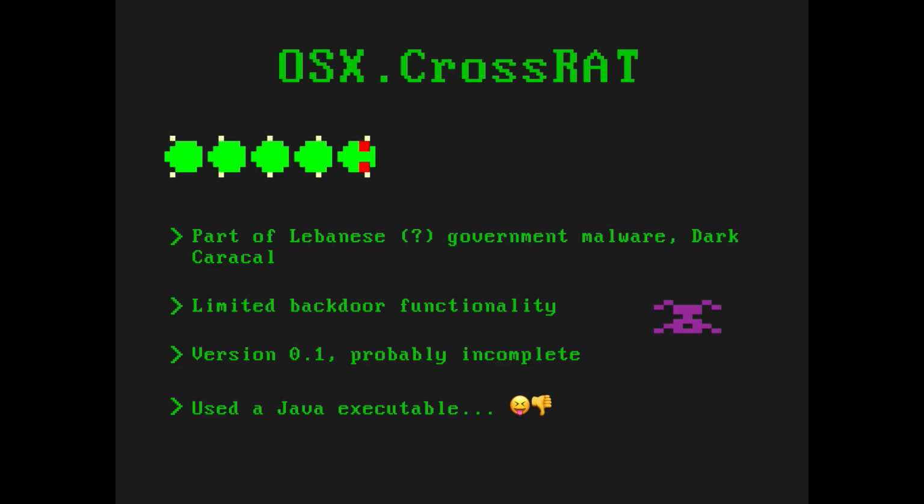but this was analyzed by Lookout. They called it Dark Caracal, the whole class of government malware. And Crossrat was just a part of it. And this was the only part that was able to actually infect a Mac. The reason it was able to infect a Mac is that it used Java, which is lame.